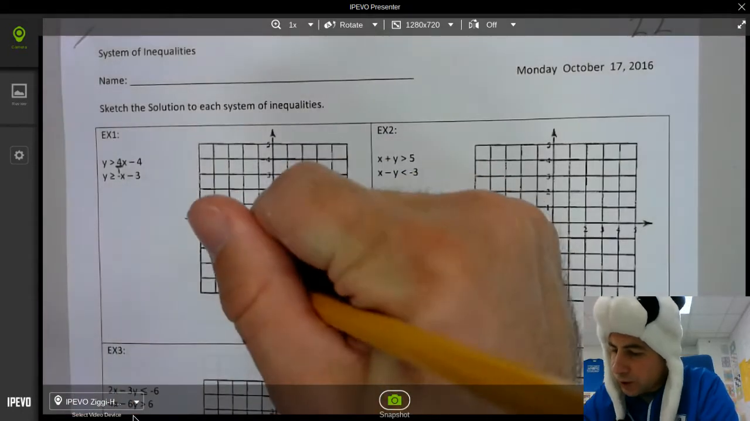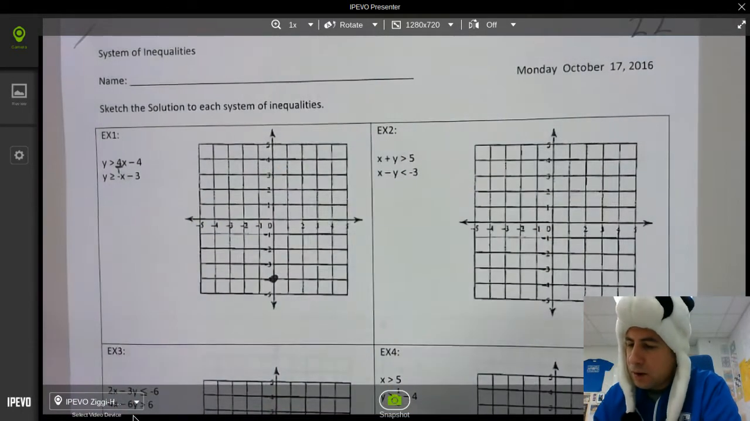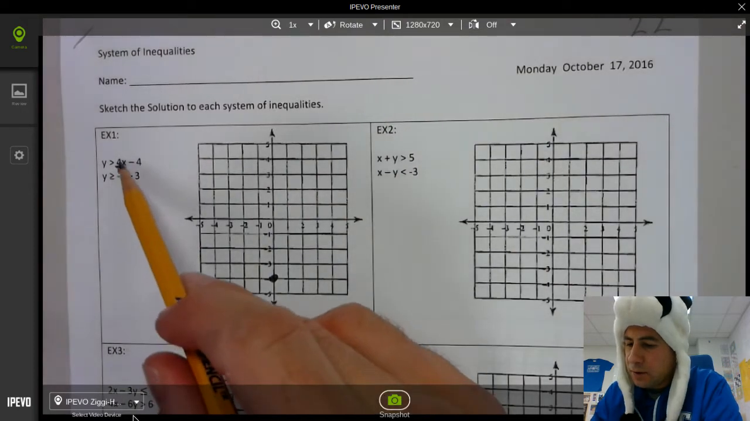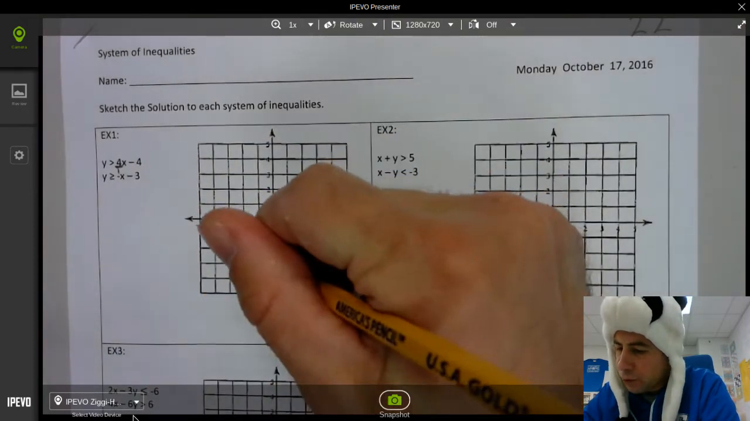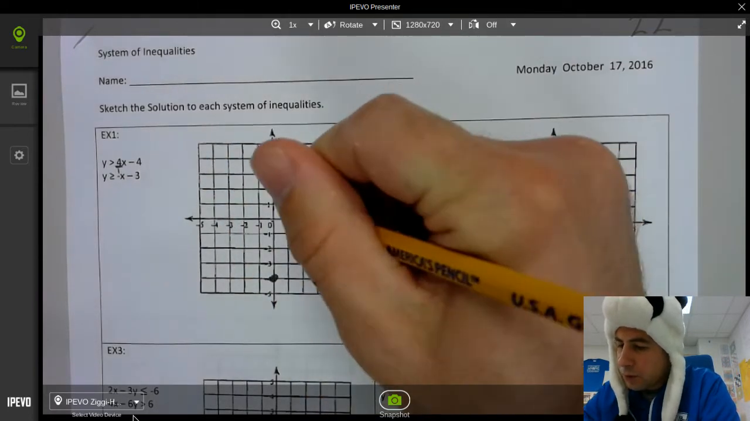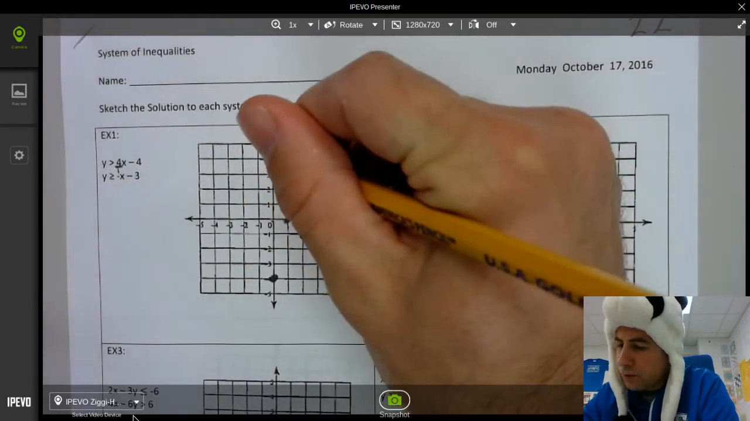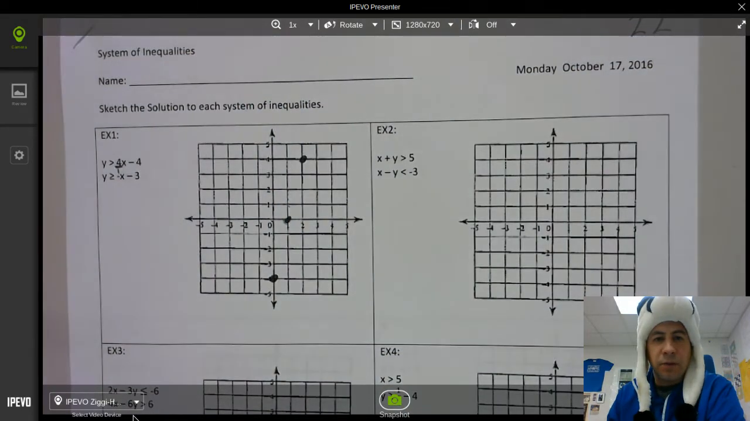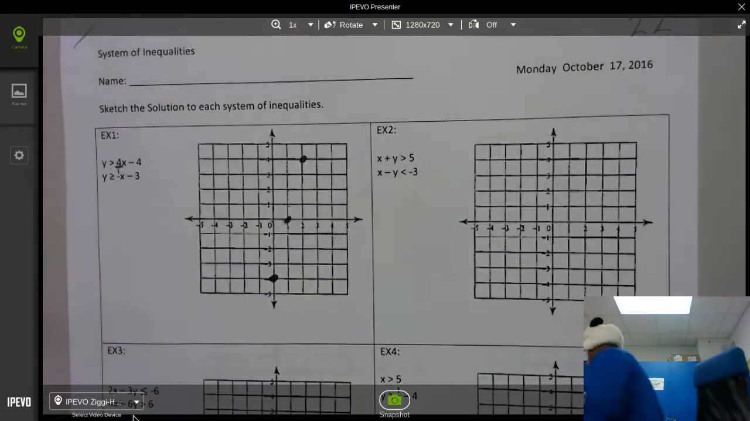So we start at 0, -4, and we see that our slope is 4 over 1. So we rise 4, so 1, 2, 3, 4, and we go to the right one. And we go 1, 2, 3, 4, go to the right one. At this point, you're probably going to need to grab a ruler, and that's what I'm going to do.